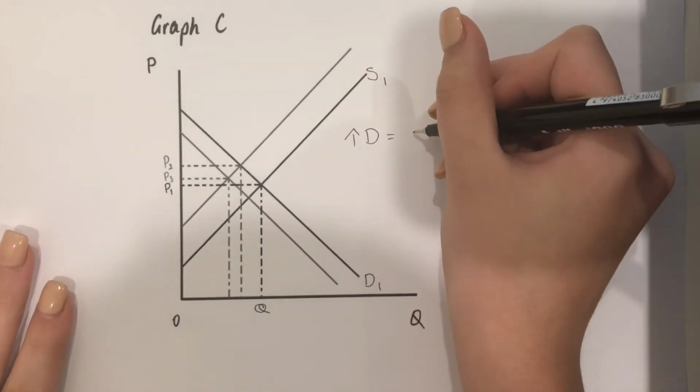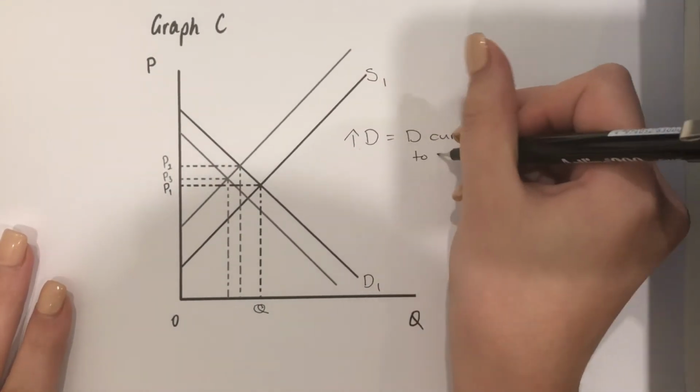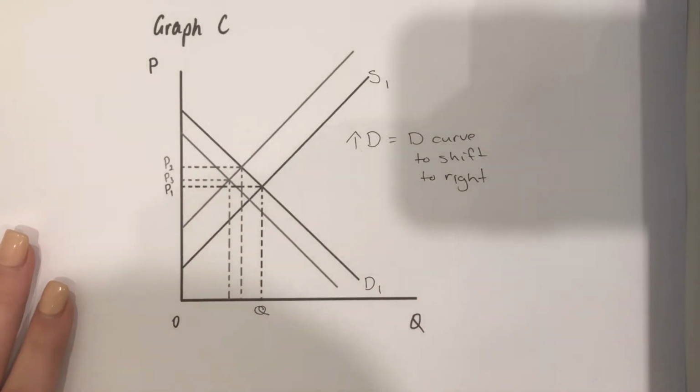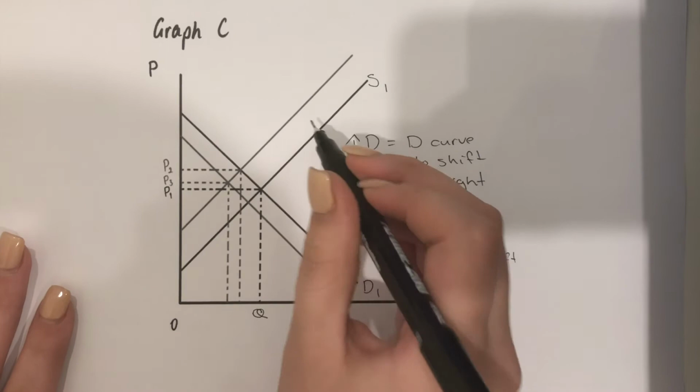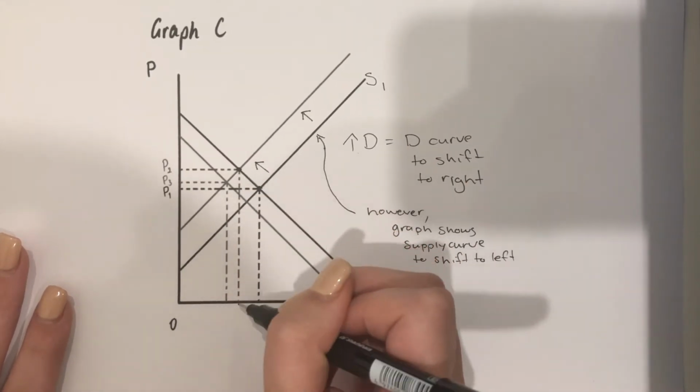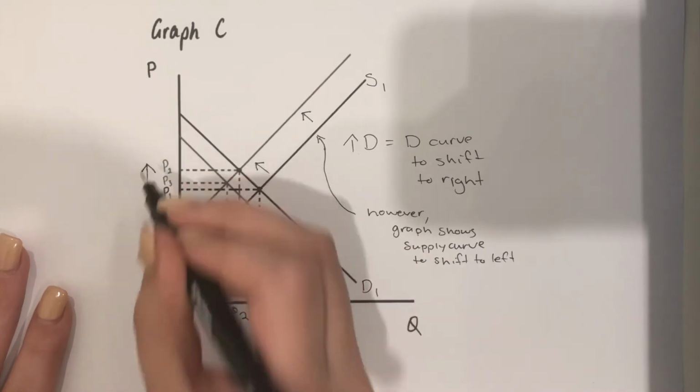The answer also cannot be C, as the question states demand has increased due to the tastes and preferences of consumers, which means the demand curve must shift to the right, whereas graph C shows the supply curve shifting to the left. This is incorrect, as tastes and preferences cannot shift the supply curve.